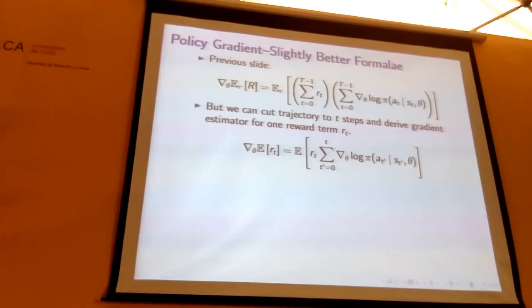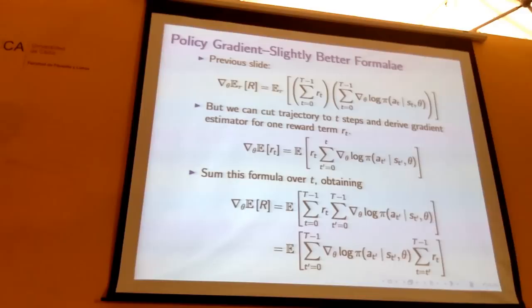And notice that we only care about actions that occur before that reward. Any actions that happen after that reward don't need to be included when we write down the expectation for that reward. So we're looking at R sub t. We can just consider the first part of the trajectory that goes up to time t, and we don't have to look at any of the actions after time step t. So we get this estimator that just involves actions with t prime less than or equal to t. Then if we sum that formula over t, we obtain a slightly different and better policy gradient estimator.